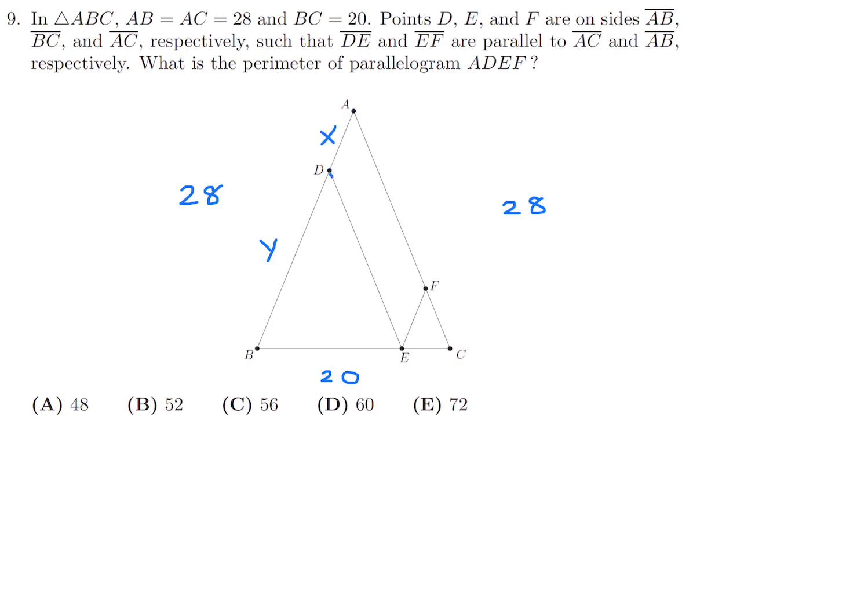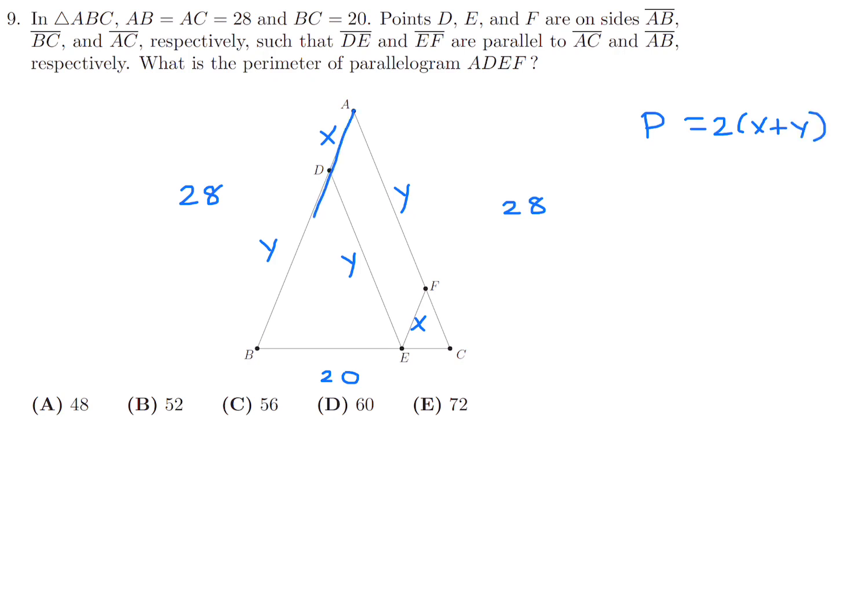And since this is isosceles, that means D to E is also Y. And therefore, since EF is parallel to AB, we know that EF will be X. And similarly, AF will be Y. So the perimeter of that parallelogram ADEF is really just 2 times X plus Y.